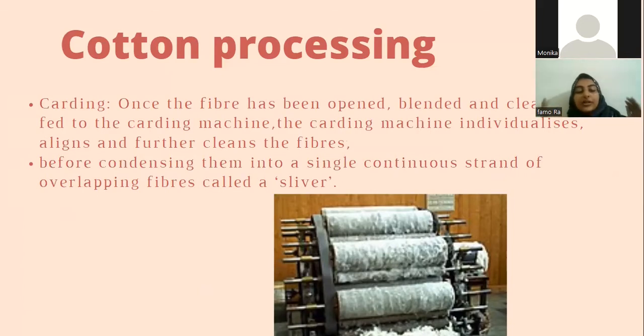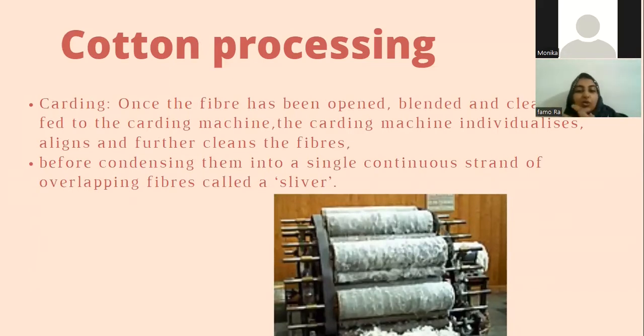So another very important processing in cotton is carding. Once the fiber has been opened, blended and cleaned, it is fed to the carding machine. Now what the carding machine does is it singles out a strand of overlapping fibers called a sliver. Now the lint is getting converted into a sliver. All the lint is kept together as bundles called bales. Then the bales go into the spinning mill, and there they are opened, cleaned, and then fed into a carding machine.